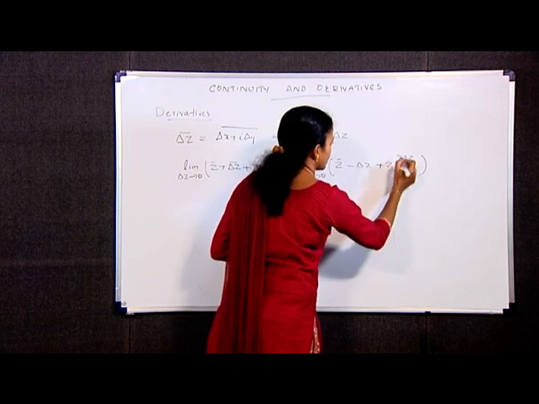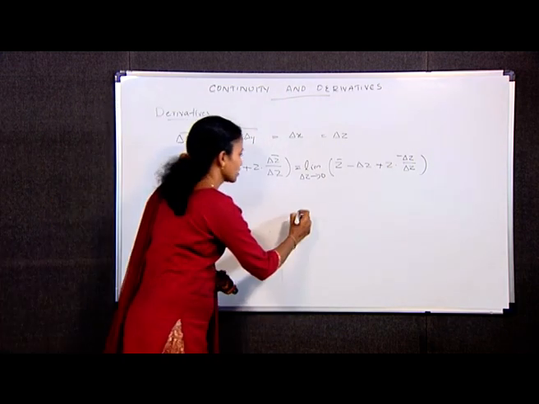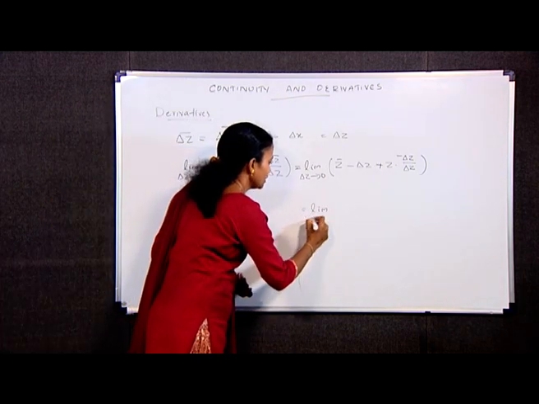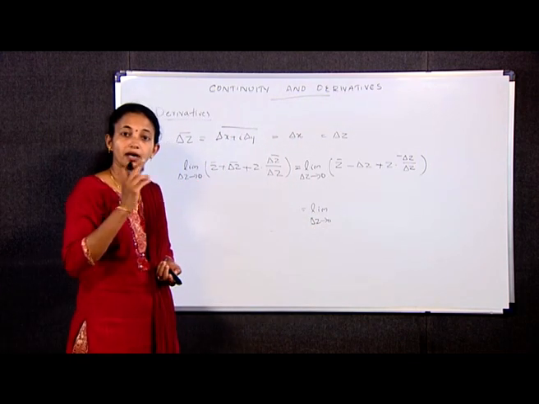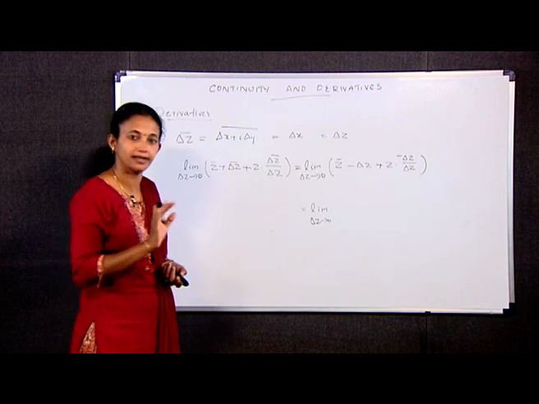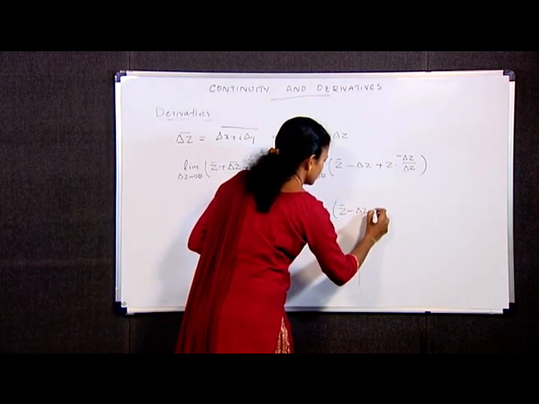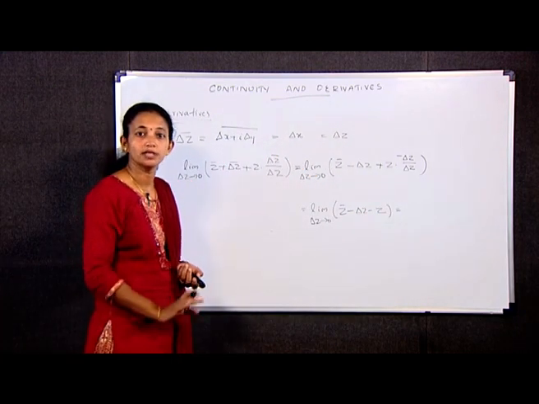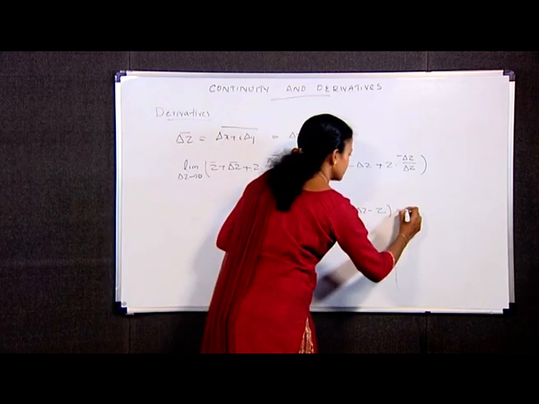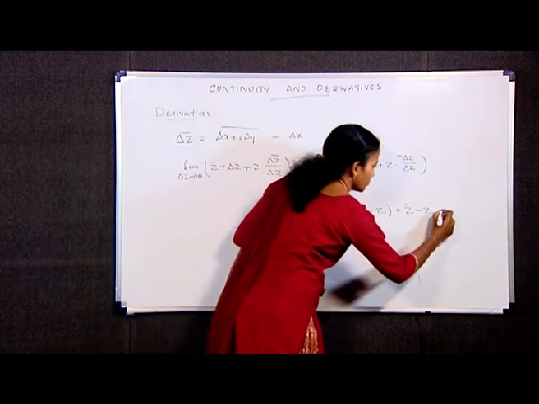This is minus delta z, which on simplification we get limit delta z tending to 0 of (z bar minus delta z bar minus z bar) by delta z, which is again equal to z bar minus z. We have this as equation number 3.